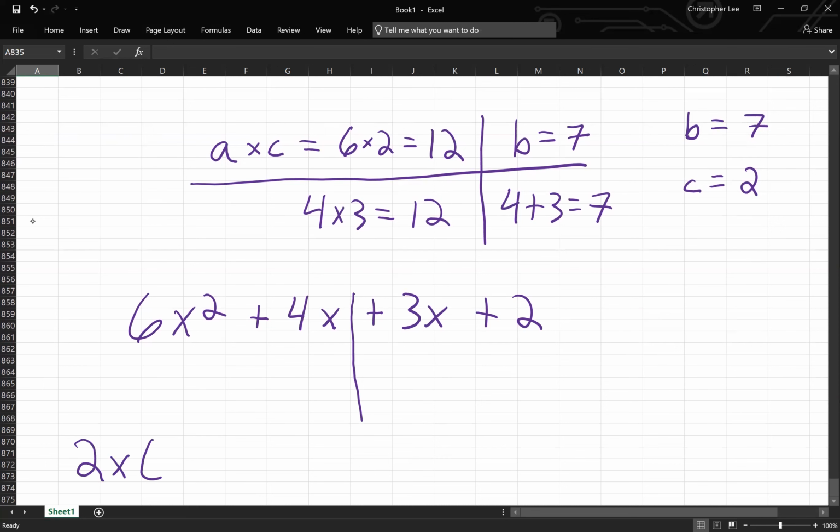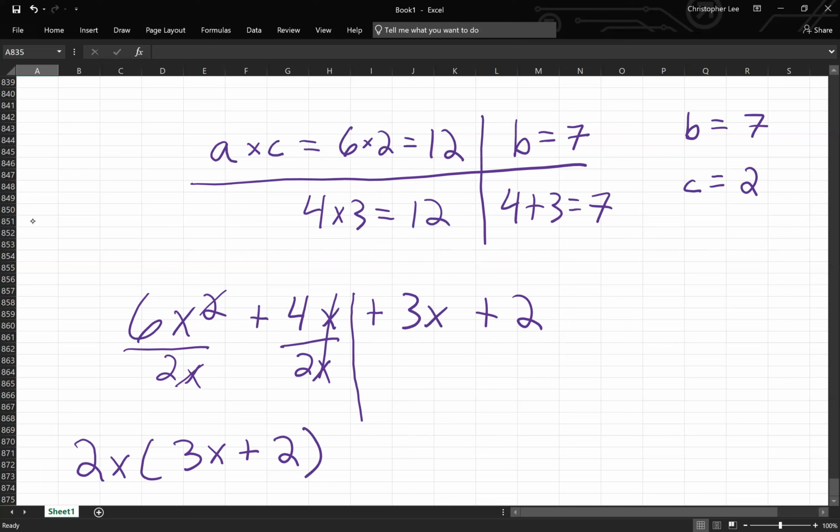But whenever I factor out 2x, it's like I'm dividing by 2x, right? So 6 divided by 2 is 3. The x and the x squared will cancel out, leaving back just x. A positive divided by a positive is a positive. 4 divided by 2 is 2, right? And the x's will cancel.